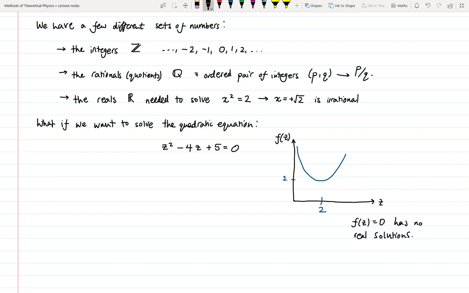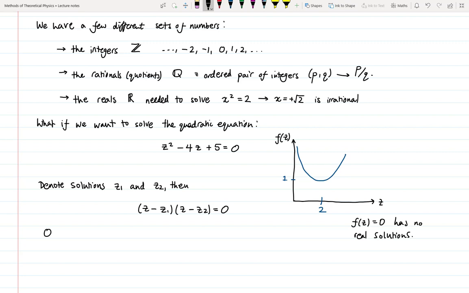Okay, so what do we do next? Well, for now, let's suppose that there are two solutions to this quadratic equation. Let's denote our solutions as Z1 and Z2. And for it to be a solution, it means that we can rewrite this quadratic equation as Z minus Z1 times Z minus Z2 equals 0. Now, how do we find Z1 and Z2? Well, let's plow ahead and use the quadratic formula anyway.